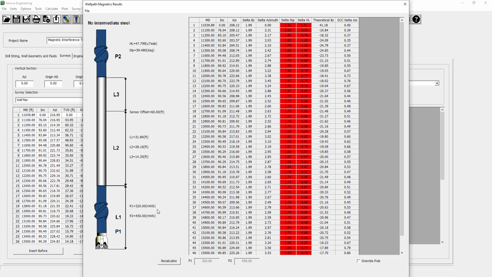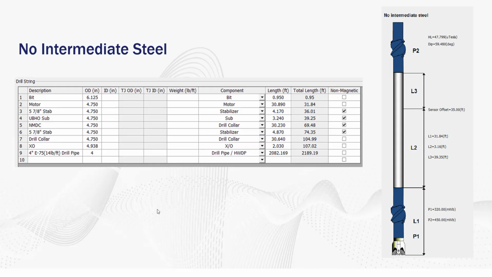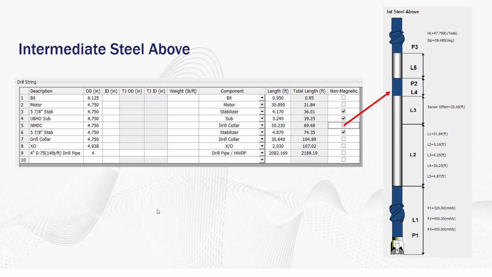Depending on how you set up your BHA, there are 4 possible configurations, and these can have more than 3 L values and more than 2 P values. So the standard configuration, and the one that we're using in our example, is no intermediate steel. So that is just one continuous length of non-magnetic material in your BHA. You can also have intermediate steel above. So you've got a piece of steel in between your non-magnetic material and it's above your sensor in the BHA.